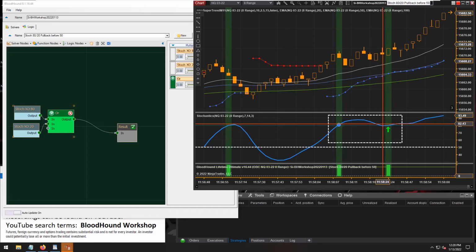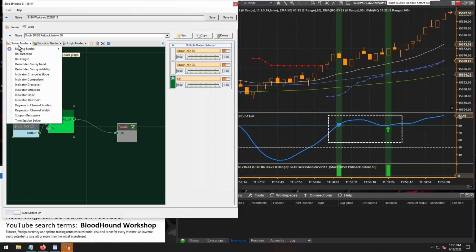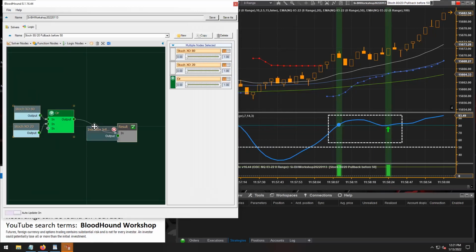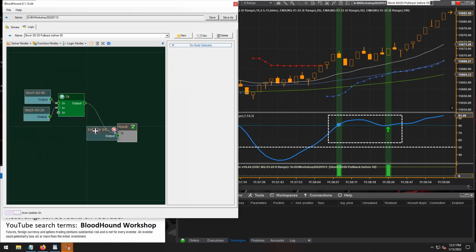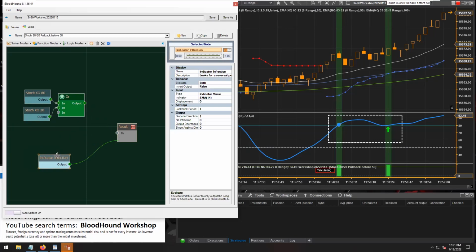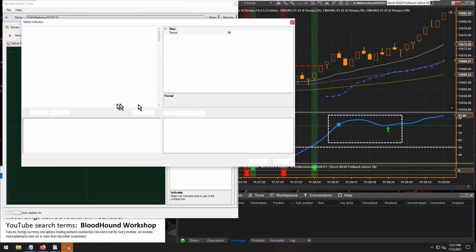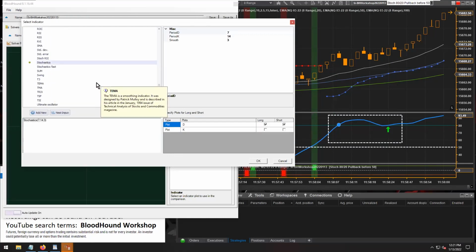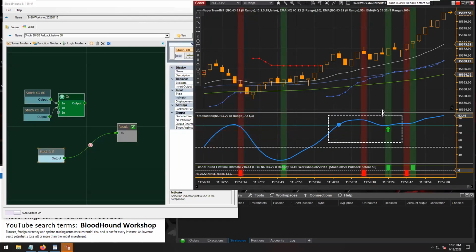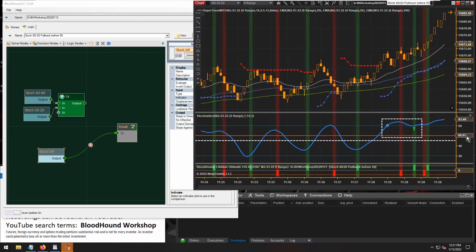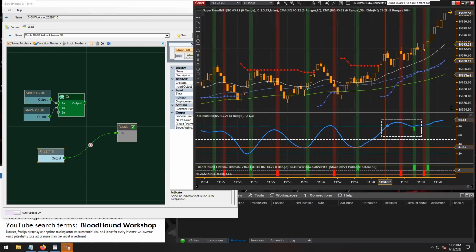Let's take a look at this inflection point. This pullback ends when the stochastic reverses back upwards. So let's work on that first. We need an inflection solver here. Let's connect that in. All right, so let's change our input to the stochastics indicator. All right, there we have it. I'm going to lock the scaling in there.